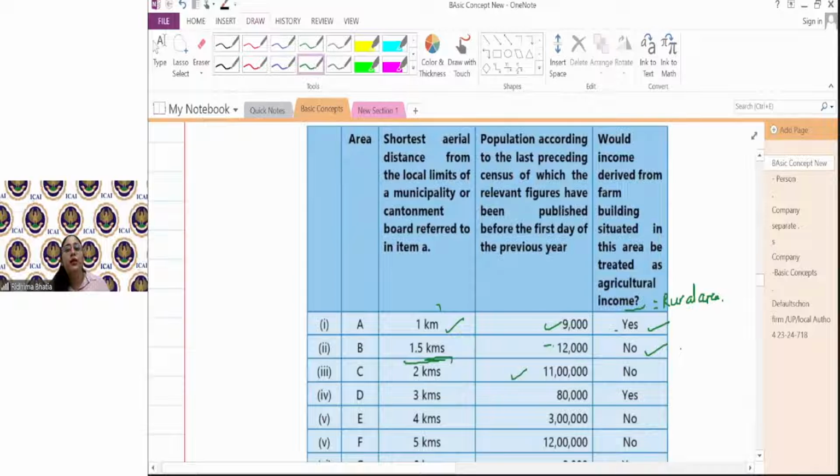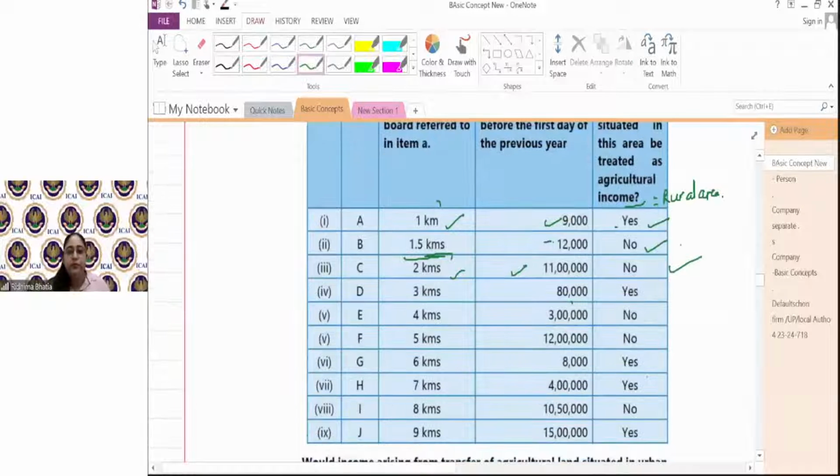Population is more than 10 lakhs. And obviously the land is situated within 2 kilometers. Basically, if it is more than 10 lakhs, anything within 8 kilometers would be an urban land. So hence, again, it is not a farm building. Next, let's see F point. Population is more than 10 lakhs, situated within 8 kilometers. Yes, urban area. That means not a farm building for it to be treated as agricultural income.